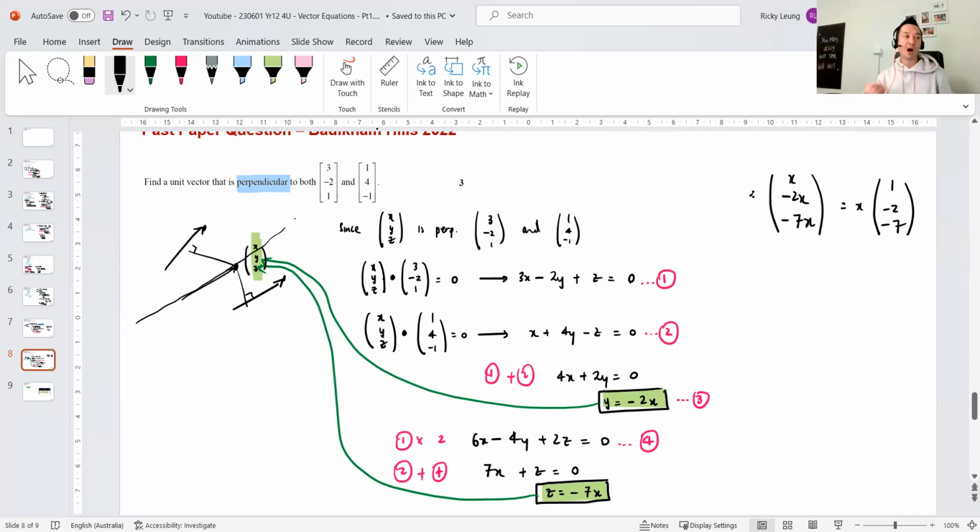Now, what do I want now? I want that line to be a unit vector, right? So all I need is I can get rid of the x, because I can let x equal 1 to start with, and then I basically find the unit vector of the remaining vector, and that's my answer. So if I let x be 1, then one possible vector that is perpendicular is this.